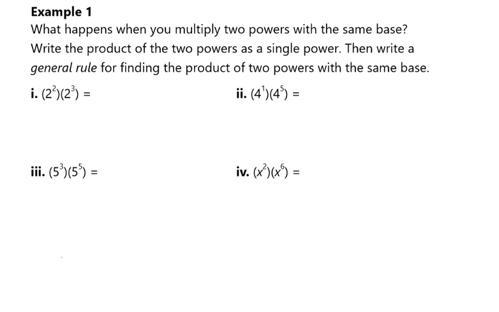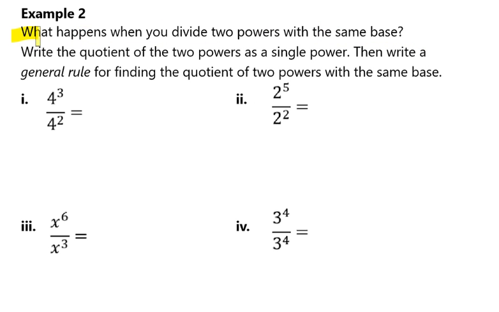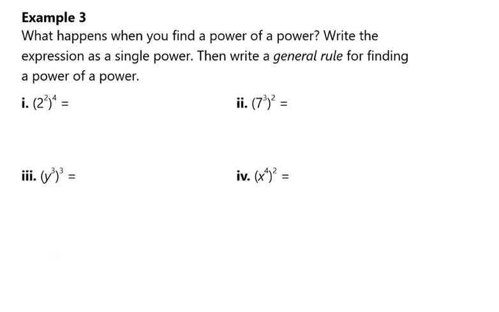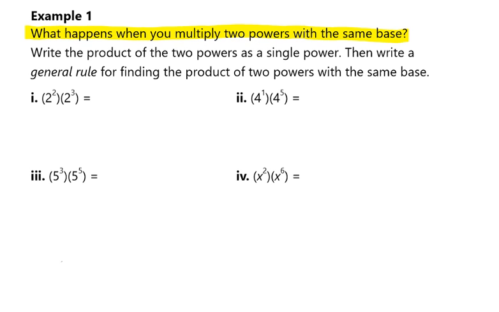In this video, we're going to talk about what happens when you multiply two powers with the same base, what happens when you divide two powers with the same base, and what happens when you find a power of a power. We'll begin with what happens when you multiply two powers with the same base. Then we're going to write the product of the two powers as a single power in our four examples here. And then we're going to write a general rule to find the product of two powers with the same base.